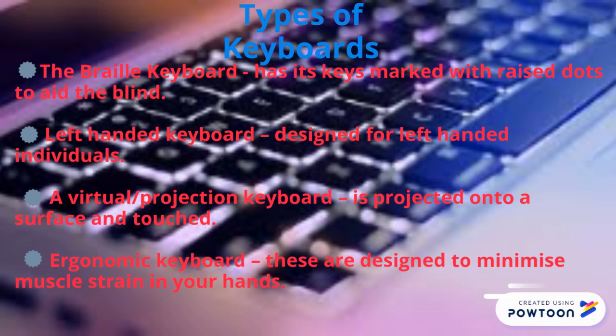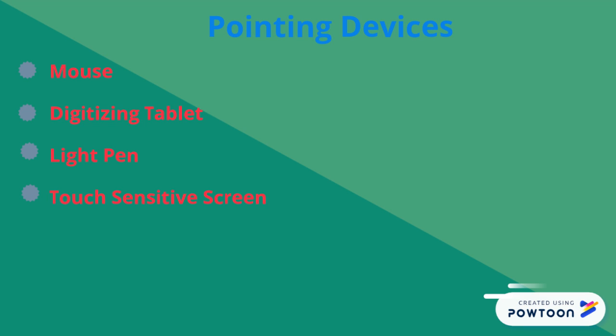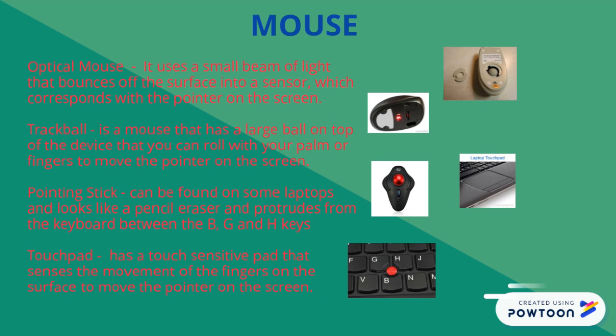All right. Now let's move on to pointing devices. Now the pointing devices include the mouse, digitizing tablet, light pen, and touch-sensitive screen. So let's start off with the very first one there, which is the mouse. Now we all know what a mouse is. Mouse is a device that allows us to actually move around our screen and select objects by pressing either the left or the right mouse button.